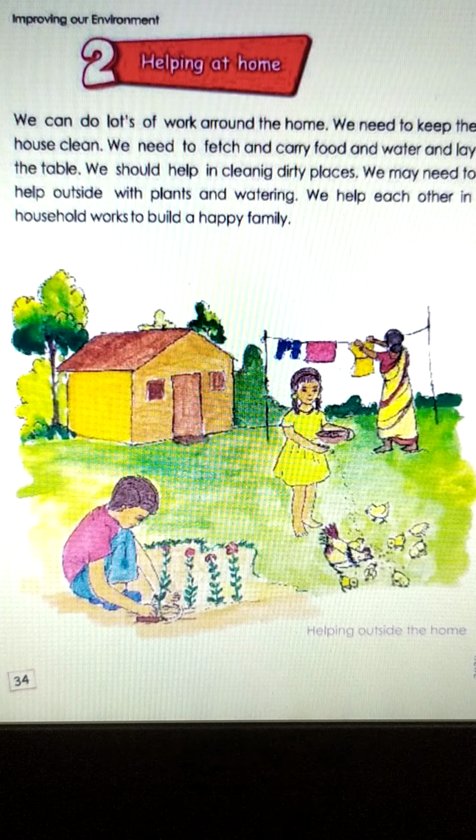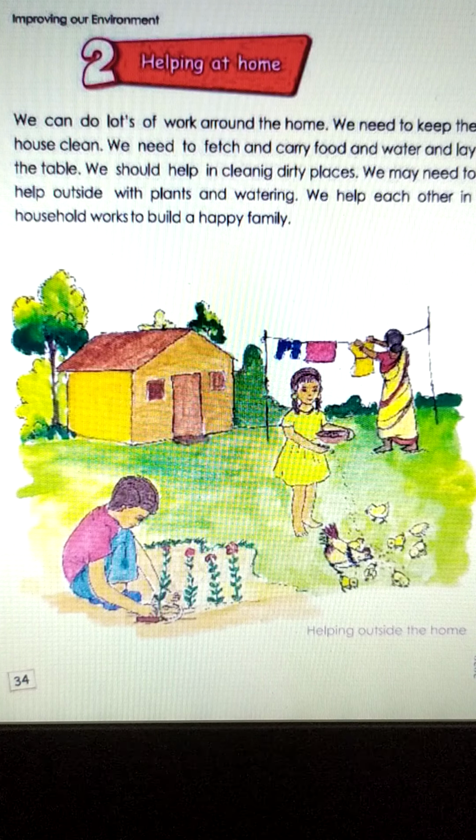We should help in cleaning dirty places. Sometimes there is some dirt around the house. You can also help to clean it. We may need to help outside with plants and watering. Sometimes we have some open places in front of our house. You can have a garden there, have some plants. So you can also help outside by planting and by watering the plants.